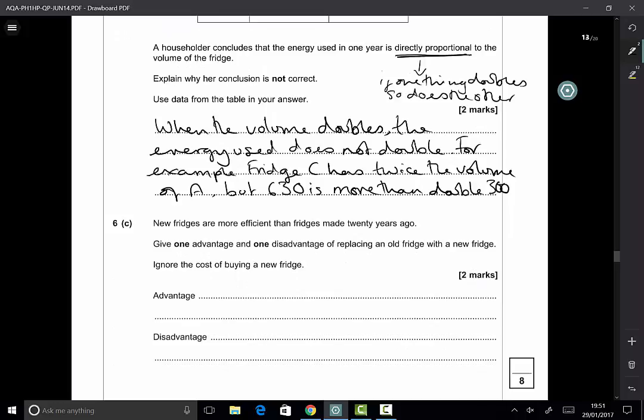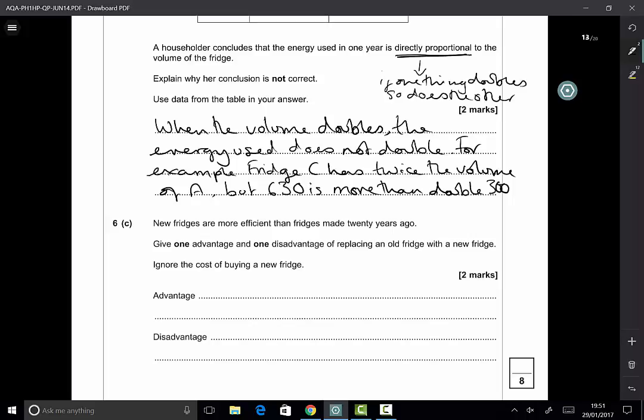Okay, new fridges are more efficient than fridges made 20 years ago. Give one advantage and one disadvantage of replacing an old fridge with a new fridge. Ignore the cost of buying a new fridge. Right, first thing I have to say, we can't give as an advantage that they're more efficient because they've told us that in the question. You're being assessed on knowing some stuff rather than just being able to read words. A lot is being able to read words, and you'd lose marks if you can't read the paper, but you can't just repeat what they say on the paper.